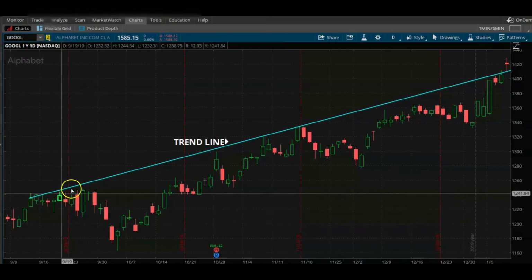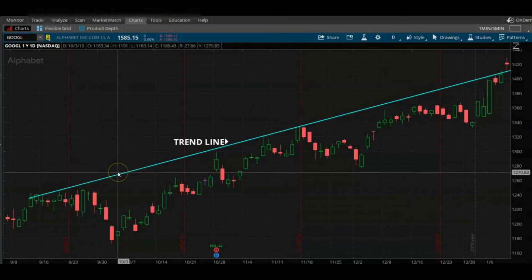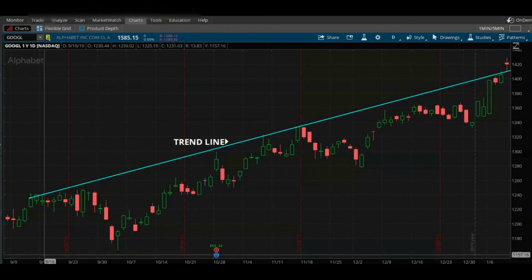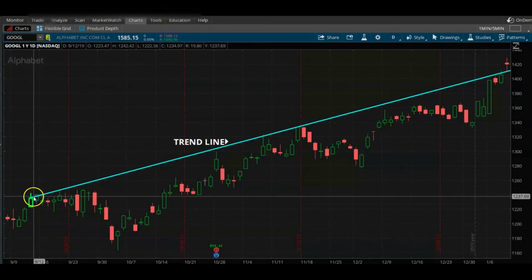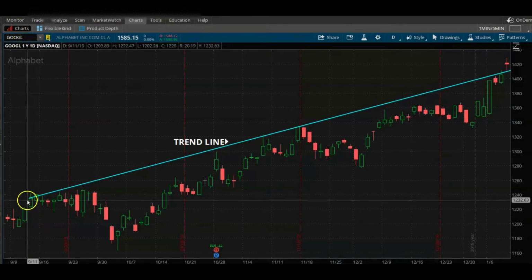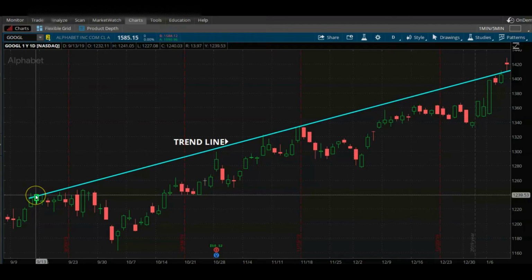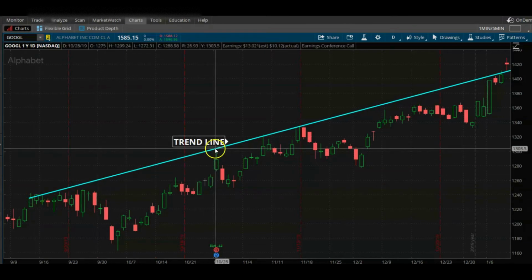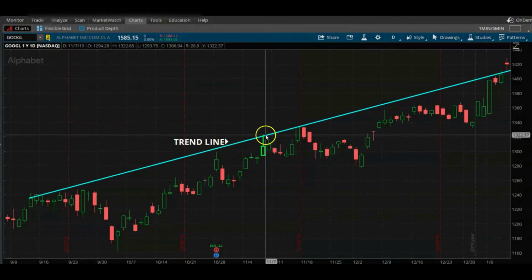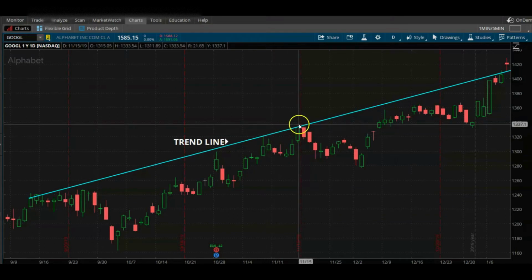So in this instance, we have a top trend line, and it's basically marking the swing highs. So we have this price action on Google. It swung high up here at this point, swung high at this point. Here's another point, another one, another one.